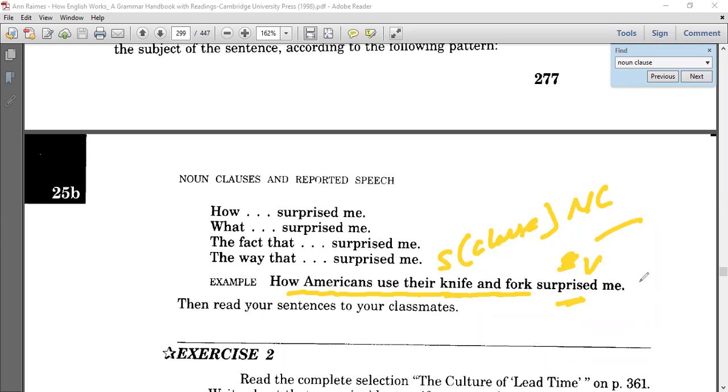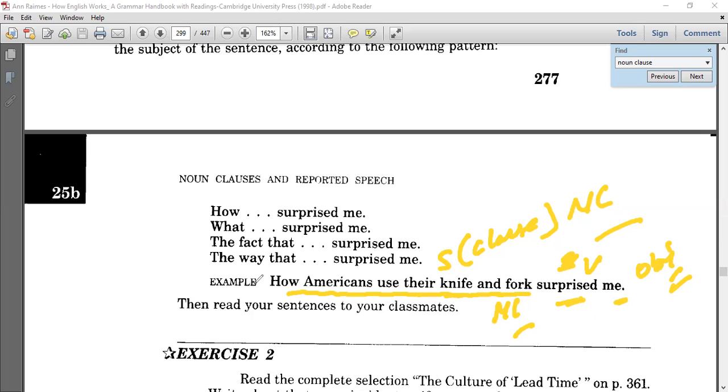So if this is a verb, and because it surprises you, so this is an object. You're an object, right? So how Americans use their knife and fork is a noun clause because this whole clause is acting as a subject.